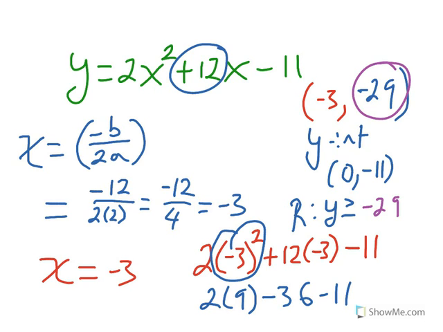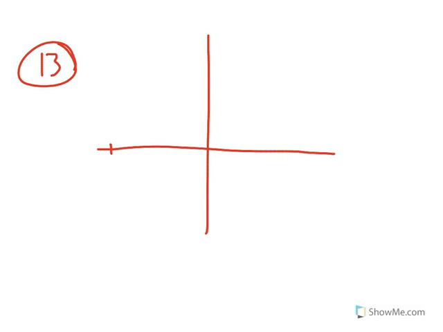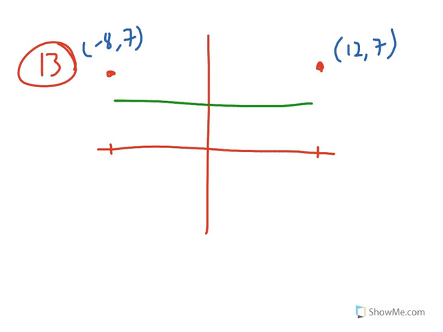Alright, so this is all I'm going to do. I'll do one more. Just number 13 on your review. Make sure you understand this. I'm given 2 points on the graph. So let's just say they're there. This is negative 8, 7, and this is 12, 7. The axis of symmetry is going to cut this line in half. So what we're going to do is find the midpoint between those 2 points.